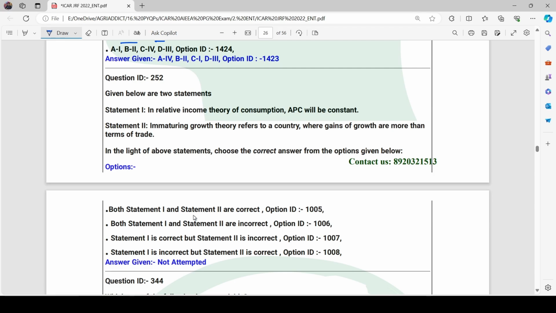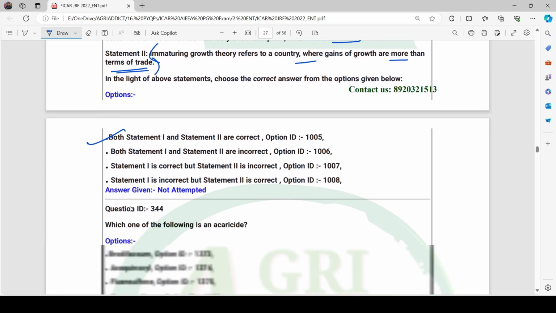A question from economics. Statement 1: in the relative income theory of consumption, APC will be constant. Yes, it is correct. And statement 2: immiserizing growth theory refers to a country where gains of growth are offset by losses in terms of trade. Yes, that is also correct. So both statement 1 and statement 2 are correct. It is the correct answer.